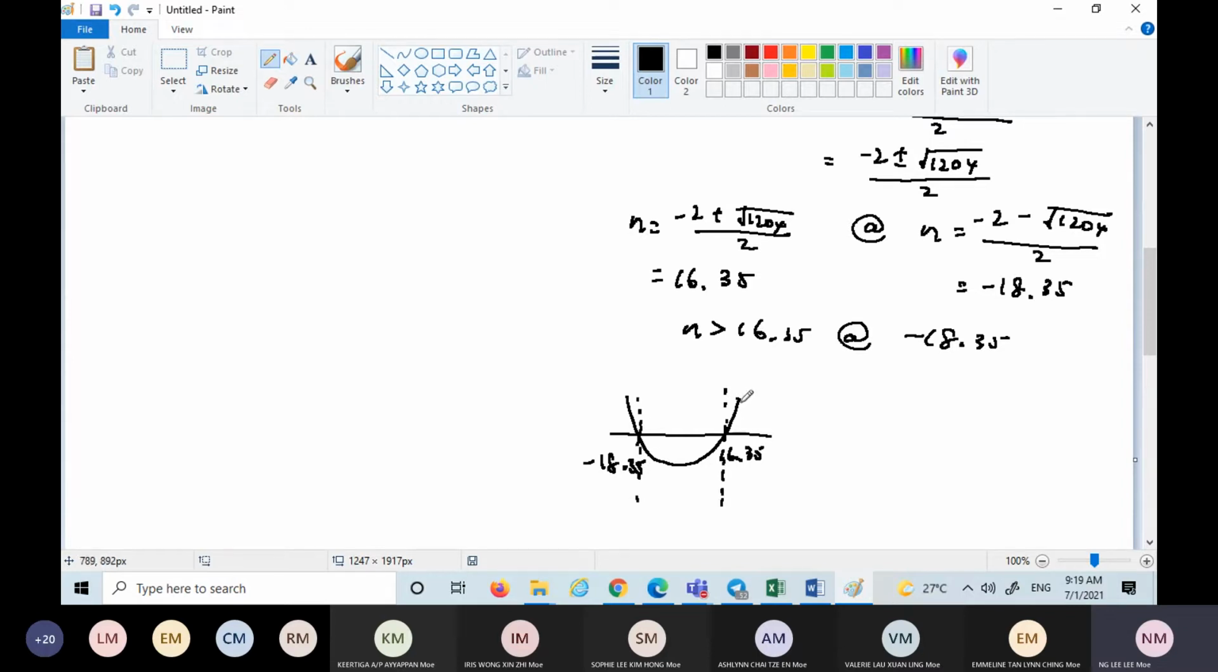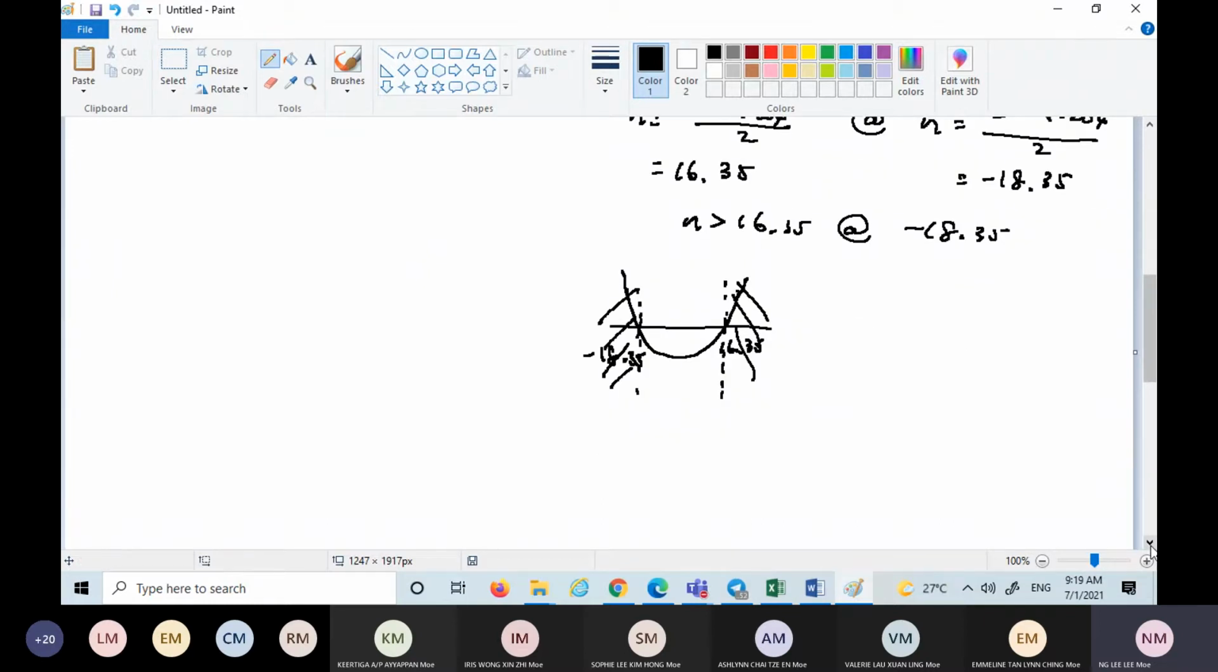See, so the graph above the x-axis is this portion and this portion. Therefore, your conclusion should be, okay, n is greater than 16.35, and n is smaller than negative 18.35. You see, smaller than, not both are greater than.